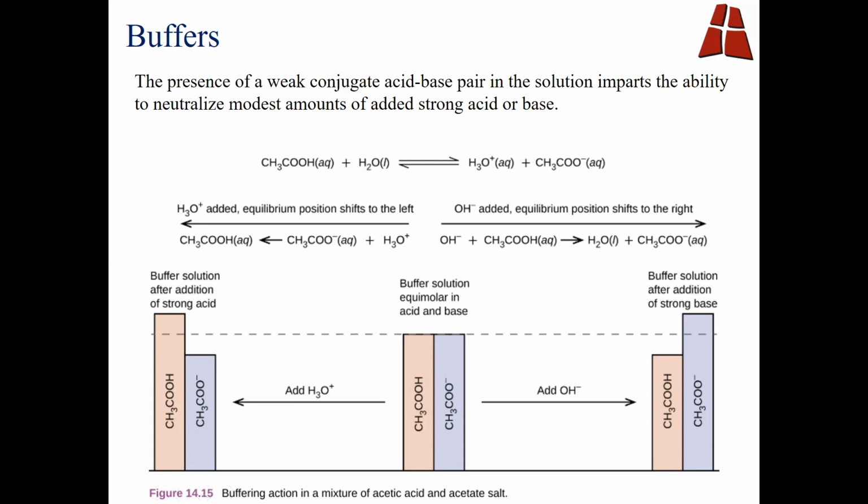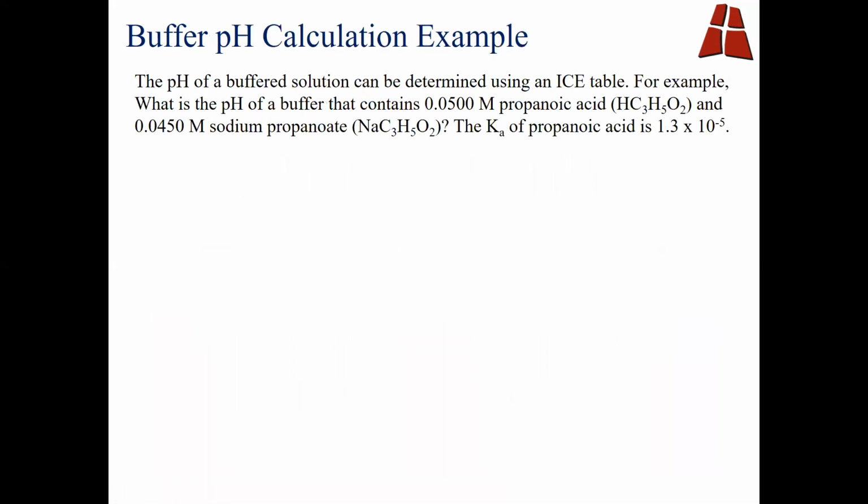Okay. The alternative is also true, where if we add hydroxide to that buffered solution, it would react with the acetic acid portion of our buffer to make water and then acetate. And so we would see the reverse. We would have more acetate being present. But again, as long as we don't add too much of our base, we would still be able to maintain approximately the same pH. Okay.